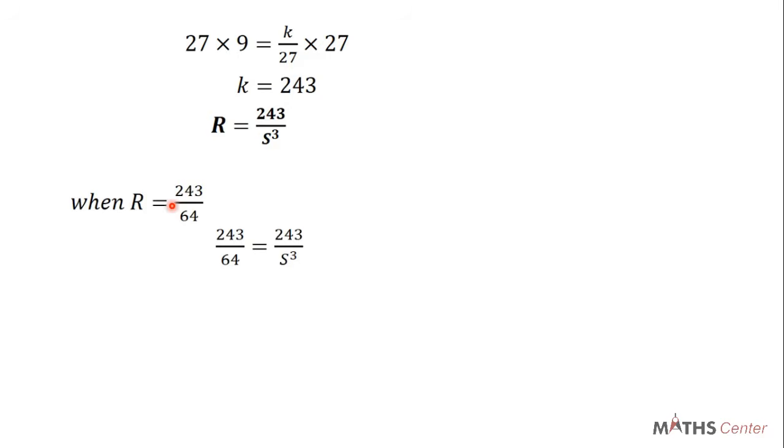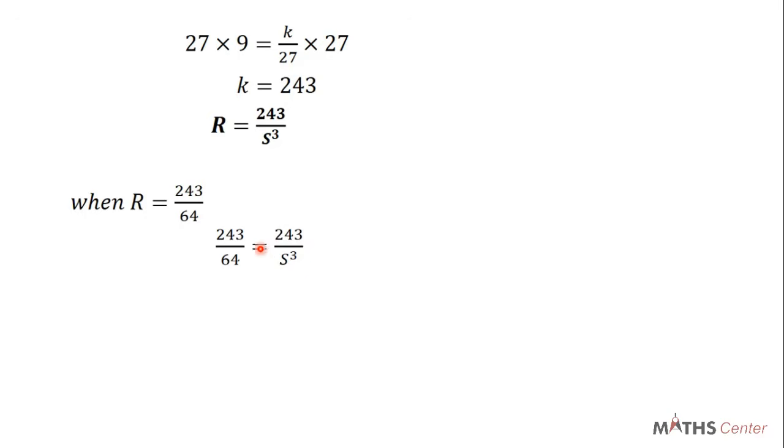The question said we should find the value of x when r is equal to 243 divided by 64. That means that we can replace r with 243 divided by 64. So we are going to have 243 divided by 64 is equal to 243 divided by x to the power 3.